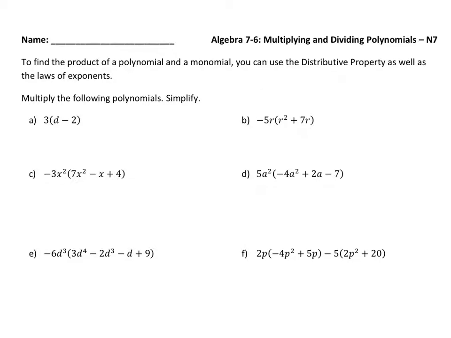Algebra Unit 7, Lesson 6, Note 7, Multiplying and Dividing Polynomials. To find the product of a polynomial and a monomial, you can use the distributive property as well as the laws of exponents. Multiply the following polynomials and simplify.